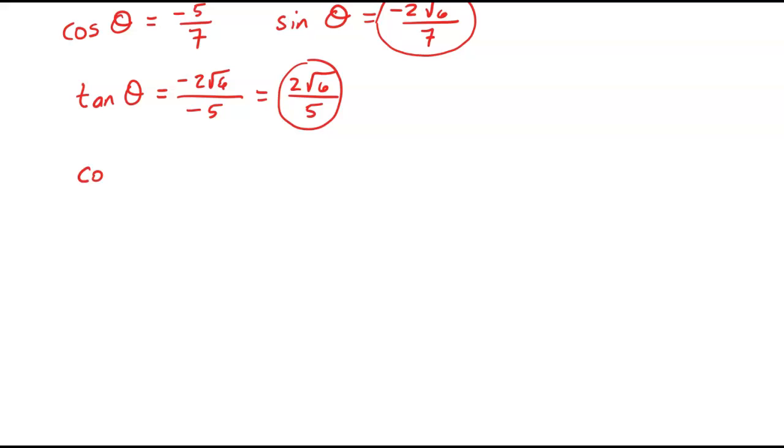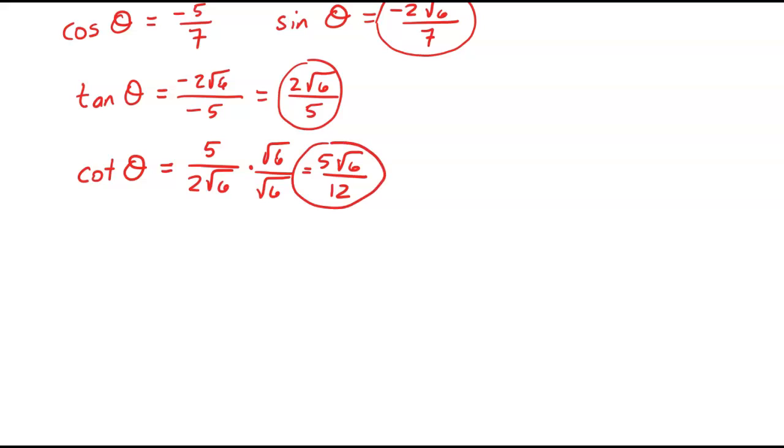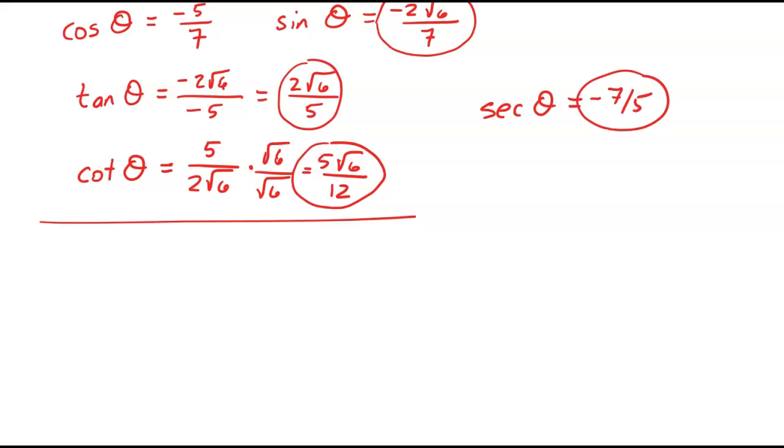All right, cotangent, the reciprocal, 5 over 2 root 6. Rationalize. Guys, if you learn anything, you're learning how to rationalize. Root 6 times root 6 is 6, times 2 is 12. Finished. Now cosine has a reciprocal of secant. The reciprocal of negative 5 over 7 is negative 7 over 5. Be careful with your signs.